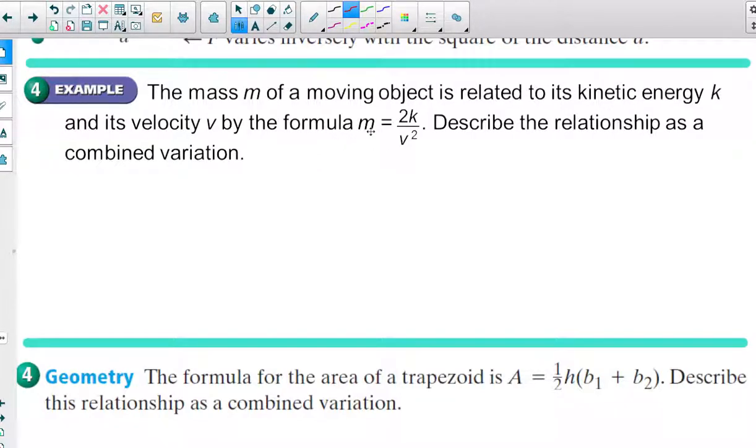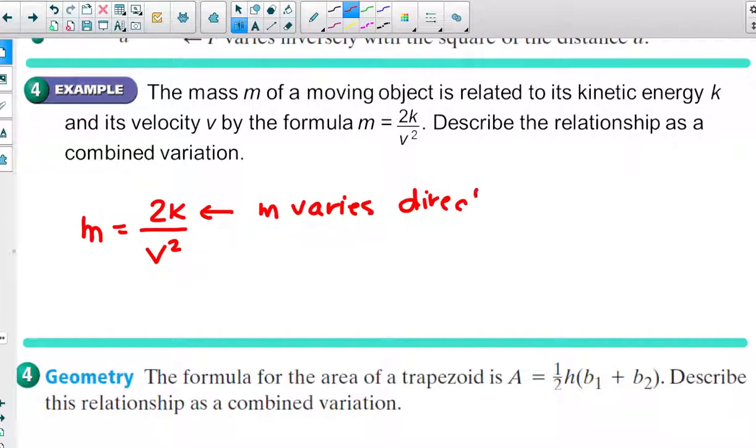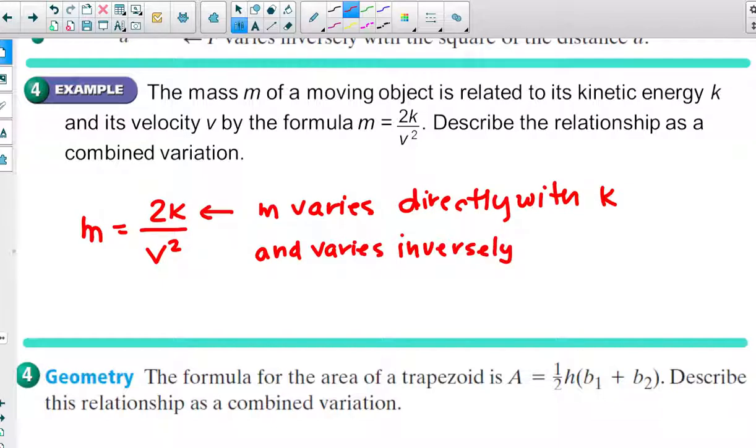We see that m is going to vary, right? So if we have m equals 2K over v squared, we see that m varies directly with K. Oh, my handwriting is atrocious. And it varies inversely, and you could even cut out the varies part and just put inversely, and I would be okay with that. Varies inversely with the square of v, as in Victor.